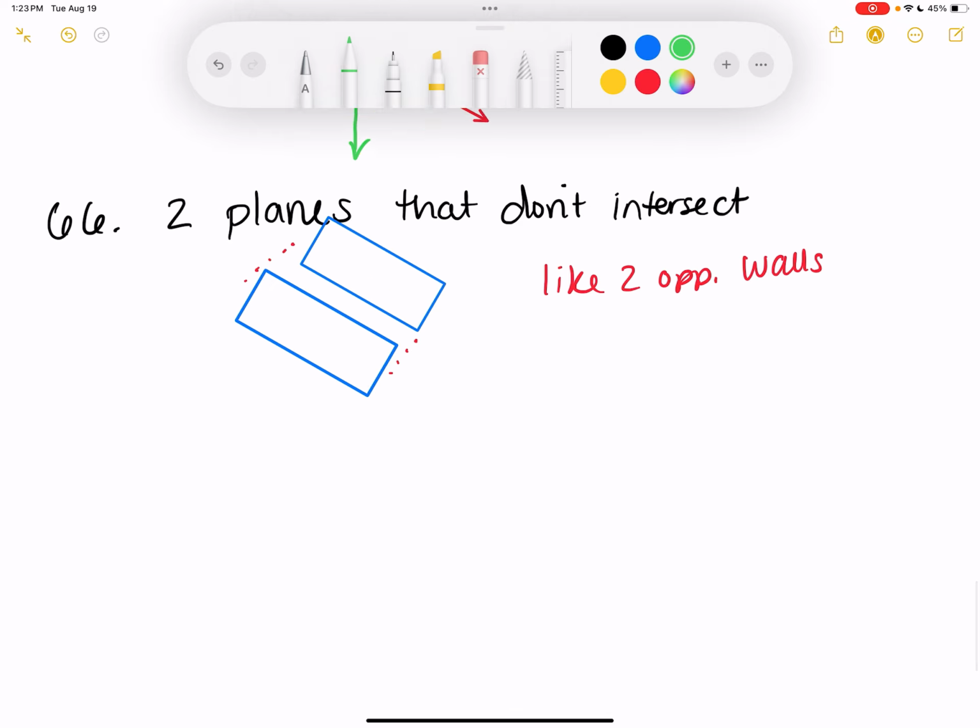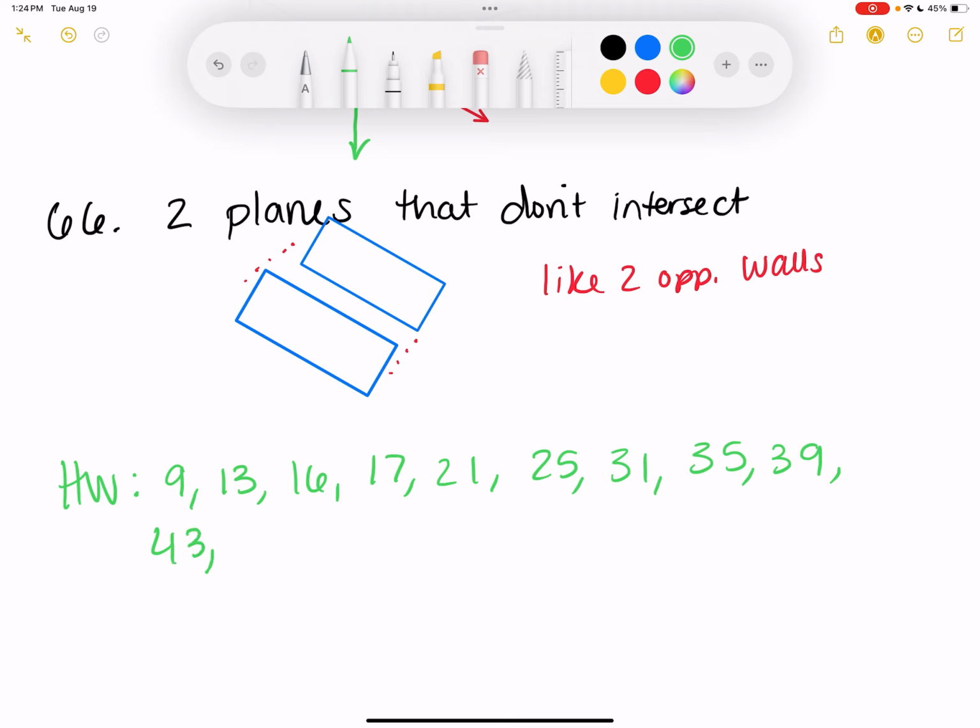All right, problems 9, 13, 16, 17, 21, 25, 31, 35, 39, 43, 45, 47, 49, 57, 59, 61, 63, 65, and 67. I know that looks like a lot, but for a lot of them you just need to write a quick problem statement. You don't need to copy down the pictures. If you want to, you're welcome to. But you can just read the problem out of the book, write down the little problem statement that's like 3 letters in most cases, and then write what the answer is.